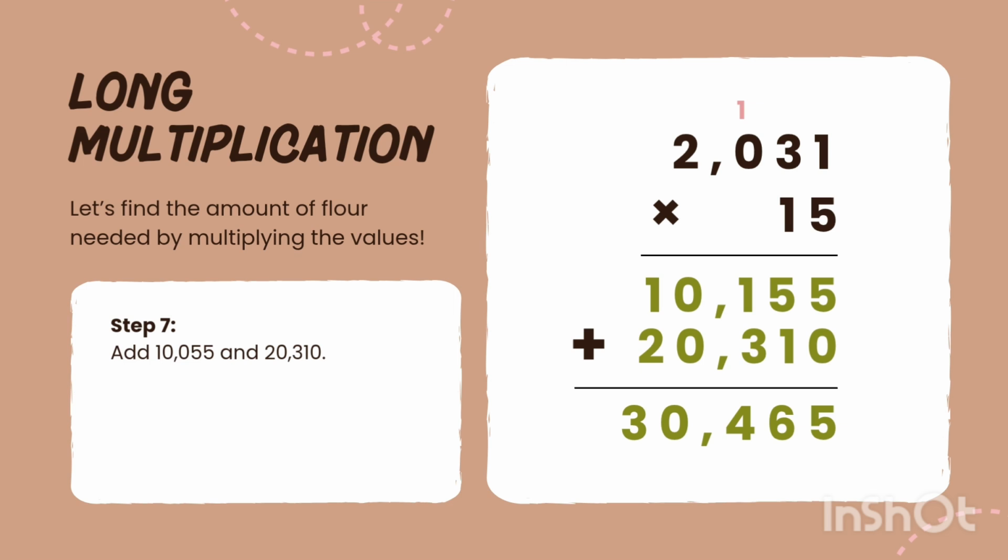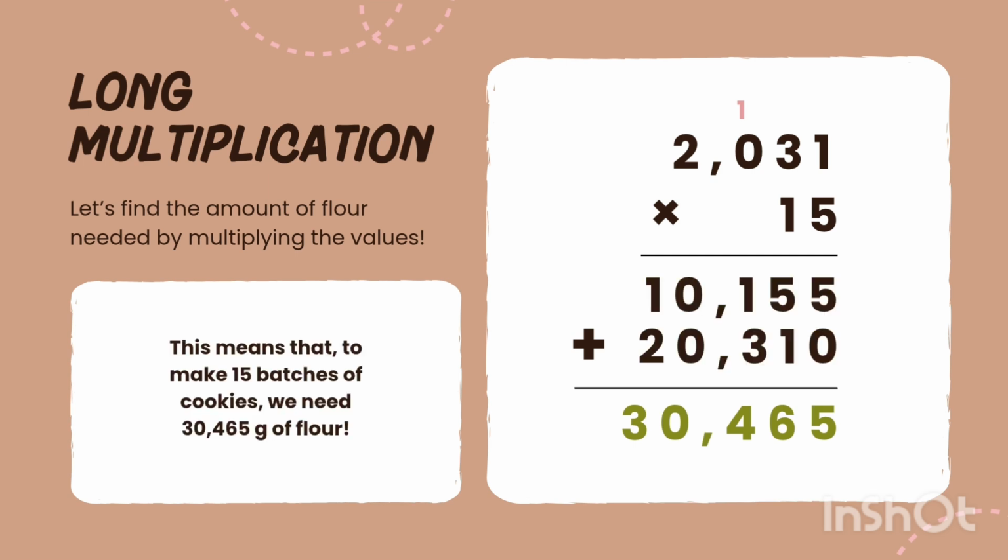Step 7. We will add both the partial products to get the final answer. 10,155 plus 20,310. The answer is 30,465. Which means to make 15 batches of biscuits or cookies, we need 30,465 grams of flour.